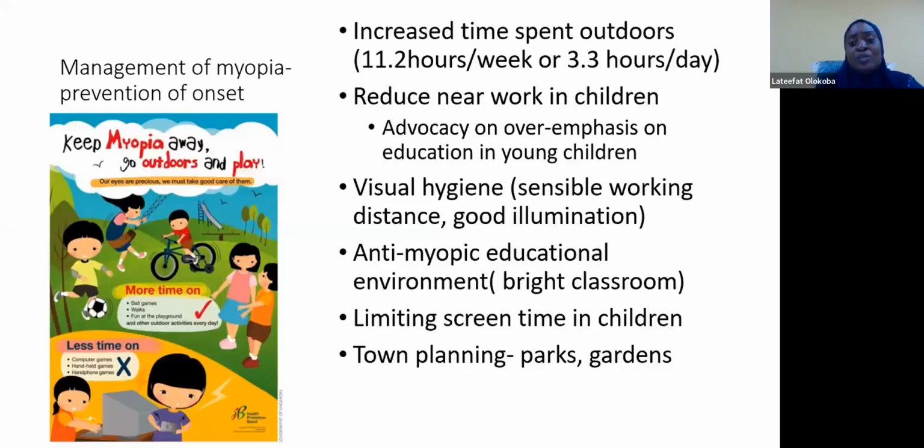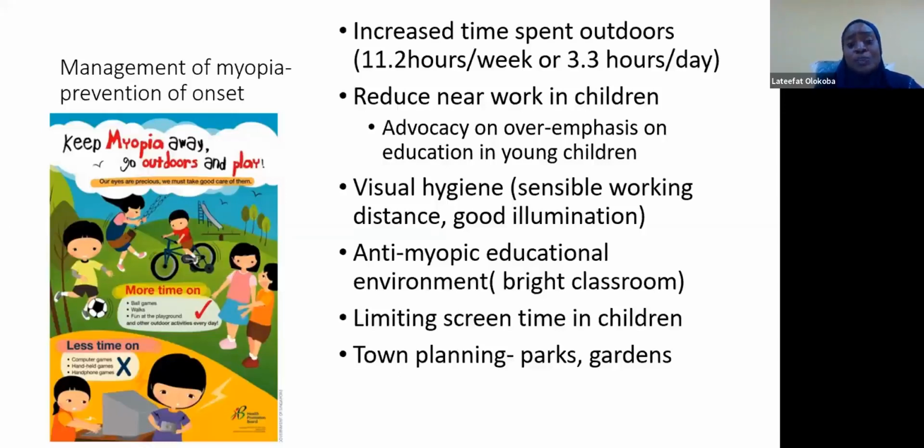Also, advocacy must be done to parents, especially, to emphasize the need for a balanced lifestyle. Parents need to be counseled on the need for a child to have a balance between academic work and play, particularly outdoor play. The overemphasis on education in young children, especially children that are younger than 12 years, should be discouraged. Children should be allowed time to play outdoors and to have some recess and break.